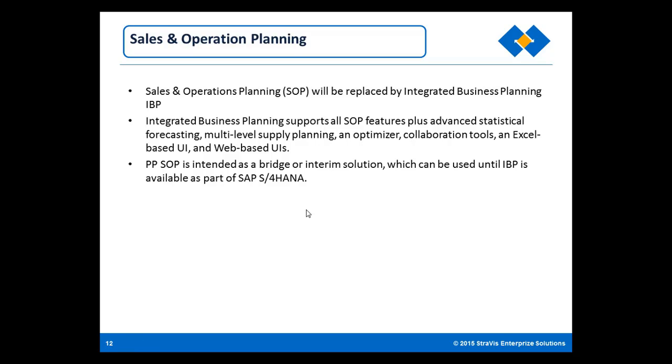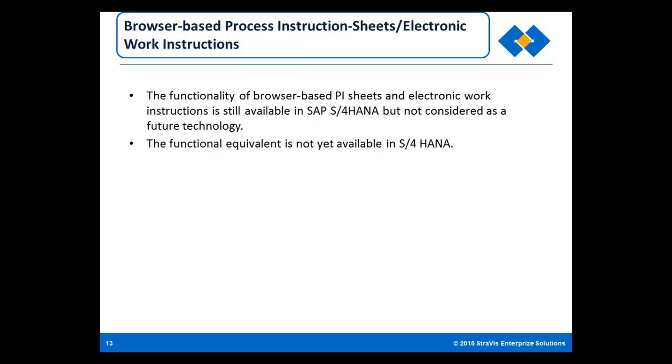The standard SOP is intended as a bridge or an interim solution which can be used until IBP is available as part of S4HANA. So right now there is no problem. You can still use SOP that is available within S4HANA. And coming down to process instruction sheets and electronic work instructions, there is no change in the functionality.